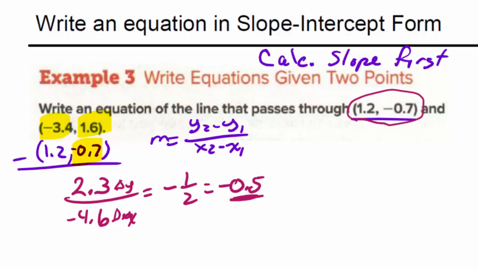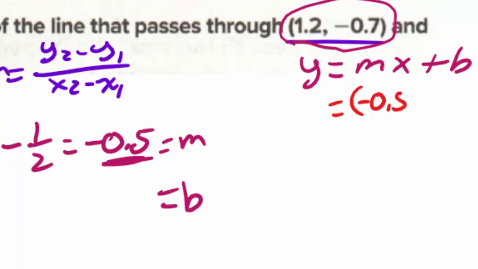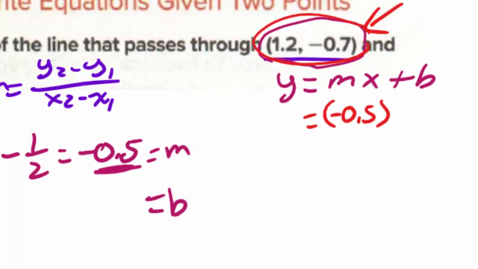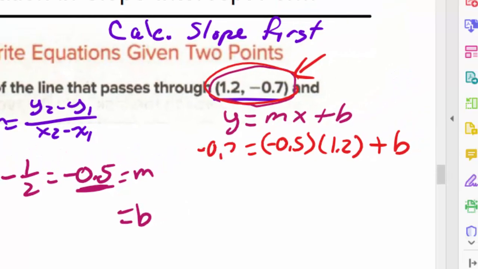So now I got to write the equation by finding the b value. So I found m. This is my m. Now I got to find my y-intercept. So I'll start with y equals mx plus b, and then I'll drop some values in there. In place of m, I'm going to put negative 0.5. In place of x, I got to go back to choose one of these 2 points. It doesn't really matter which point I choose. So I'm going to choose this one on this side. So the x value there is 1.2 plus b, and I have negative 0.7 on the other side.